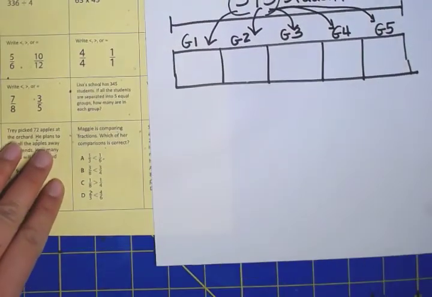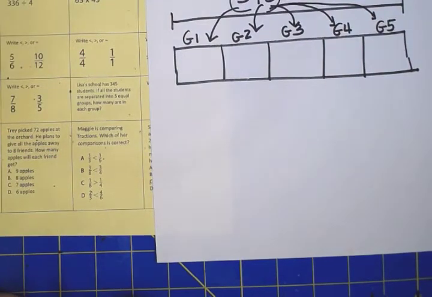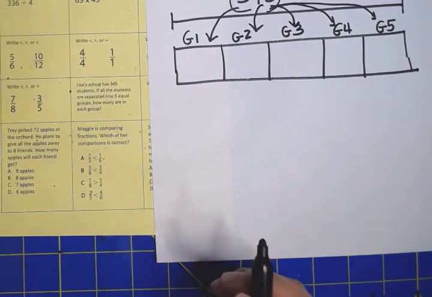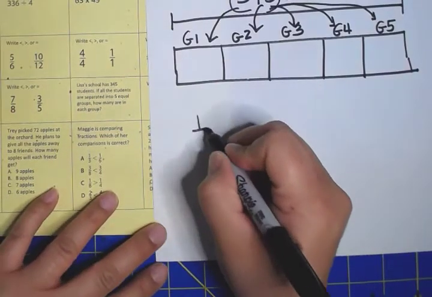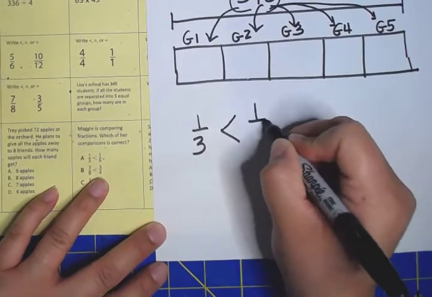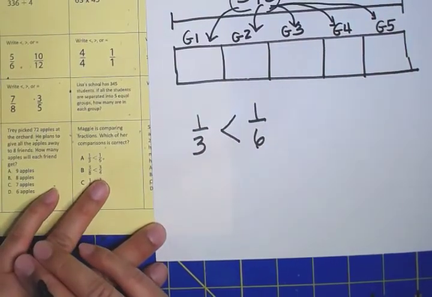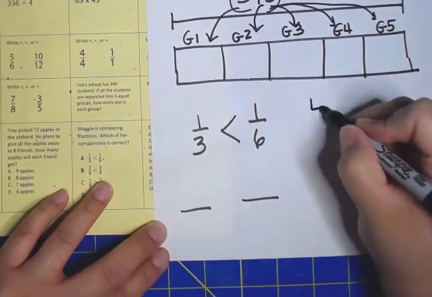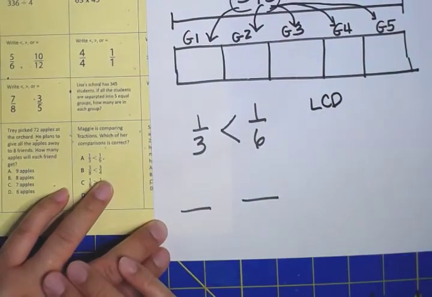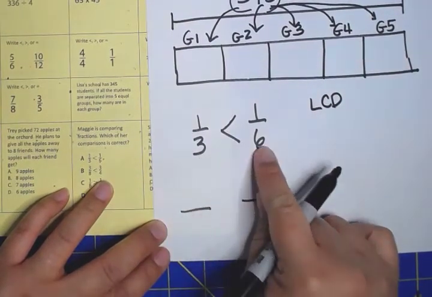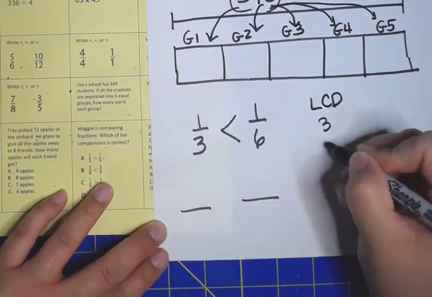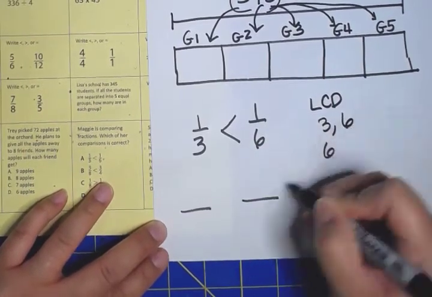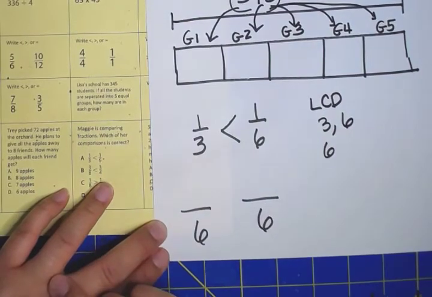The next problem for day 4, Maggie is comparing fractions. Which of her comparisons is correct? So I'm going to start with the first one, 1/3, and she says that is less than 1/6. So before I decide if that's the correct one, I have to make sure that I have the lowest common denominators. 3 and 6 are not alike, so I need to find those. 3 and 6. 3, 6. Lowest common denominator is 6.